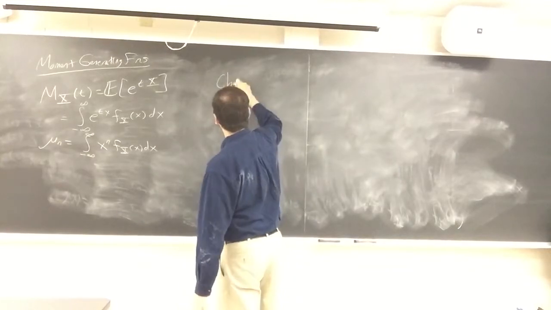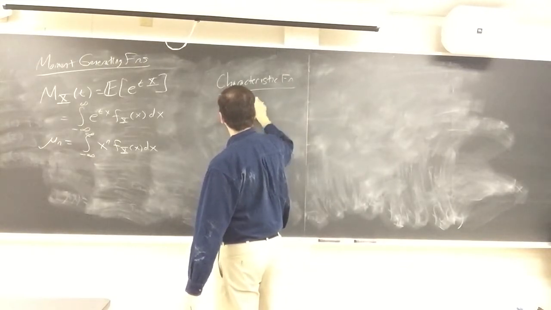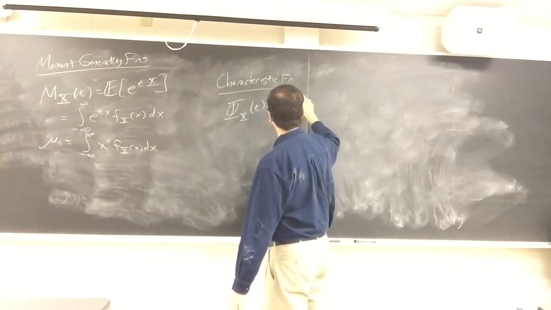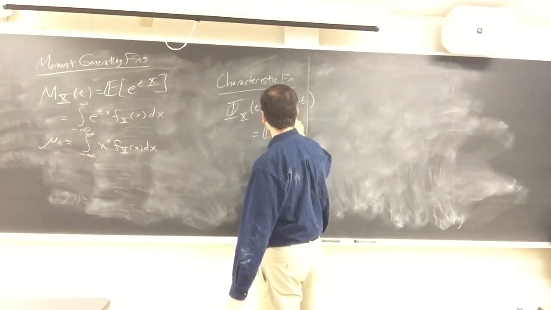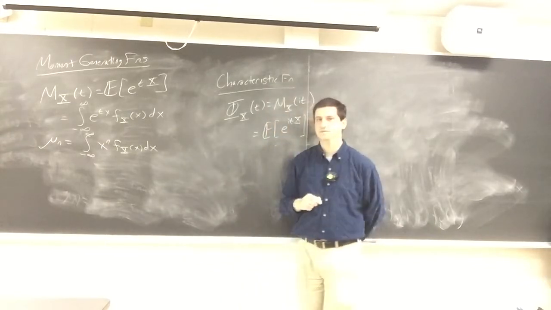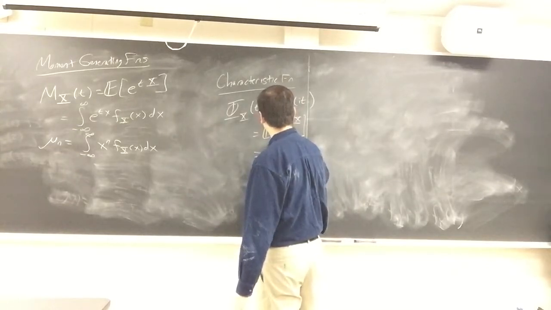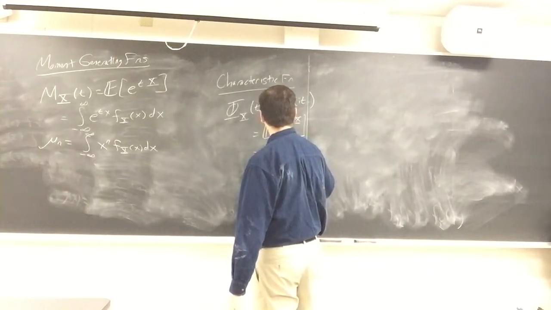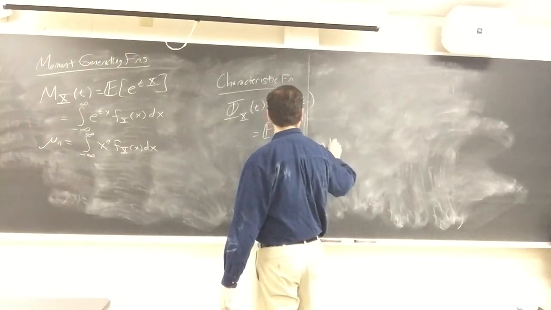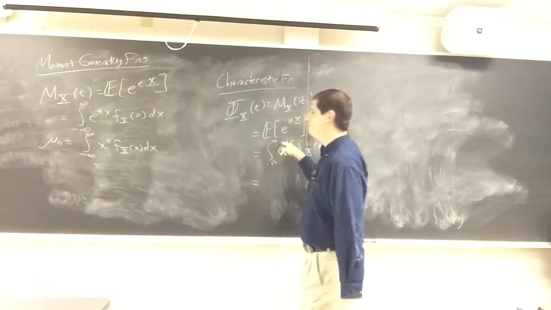So the characteristic function, phi x of t, is the moment generating function at it. So this will be the expected value of e to the i t x. So this is then the integral from minus infinity to infinity of e to the i t x times my density function. What does this integral equal? It's like the Fourier transform. So I would want a minus 2 pi.